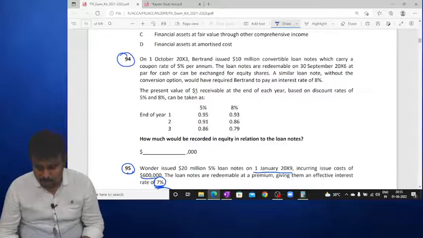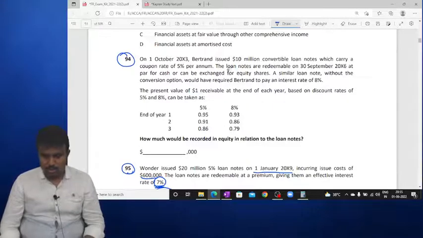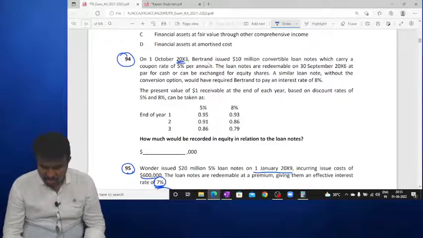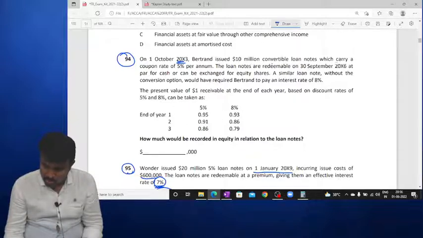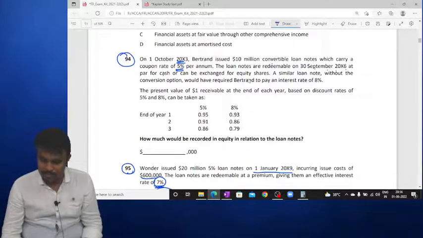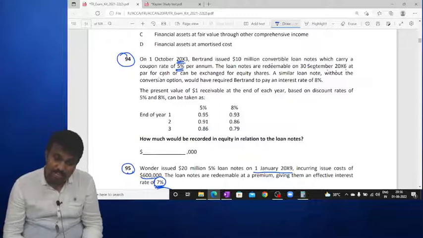On 1st October 2000 X3, Bertrand issued $10 million convertible loan notes which carry a coupon rate of 5% per annum. The loan notes are redeemable on 30th September 2006 X6 at par for cash, or can be exchanged for equity share. If it is redeemed for cash, then redemption value is at par.